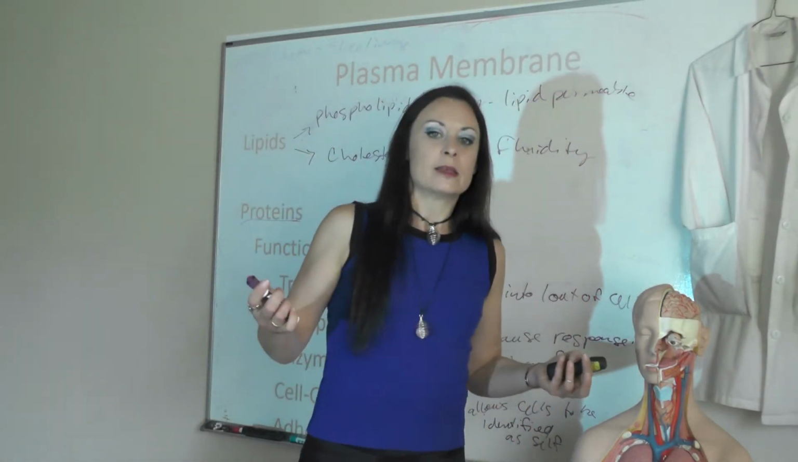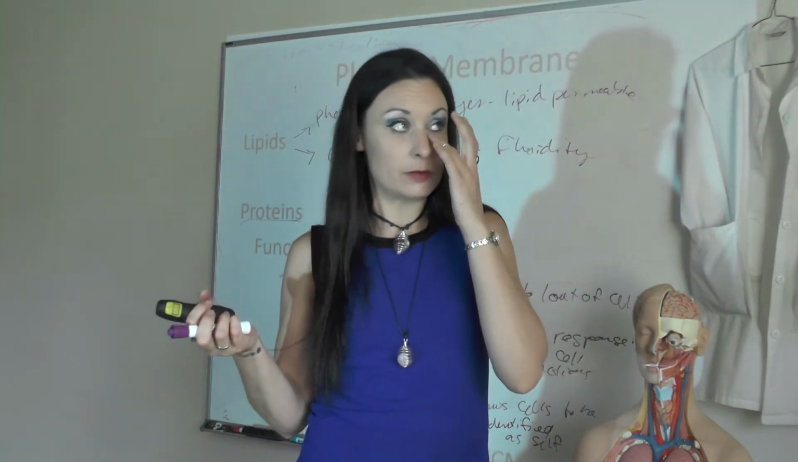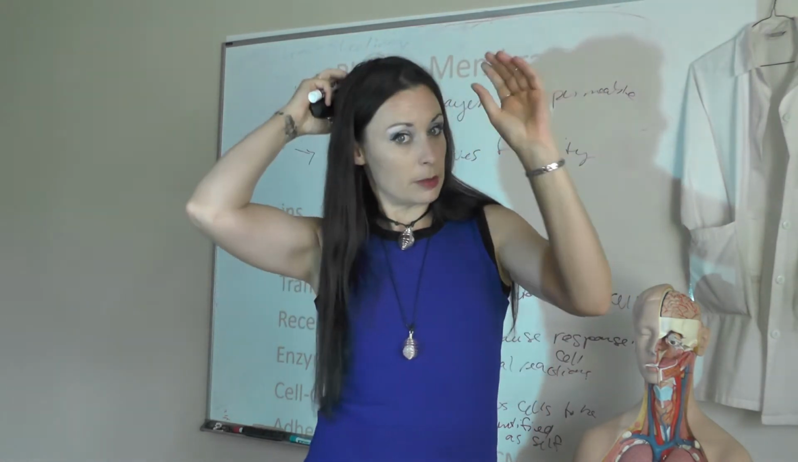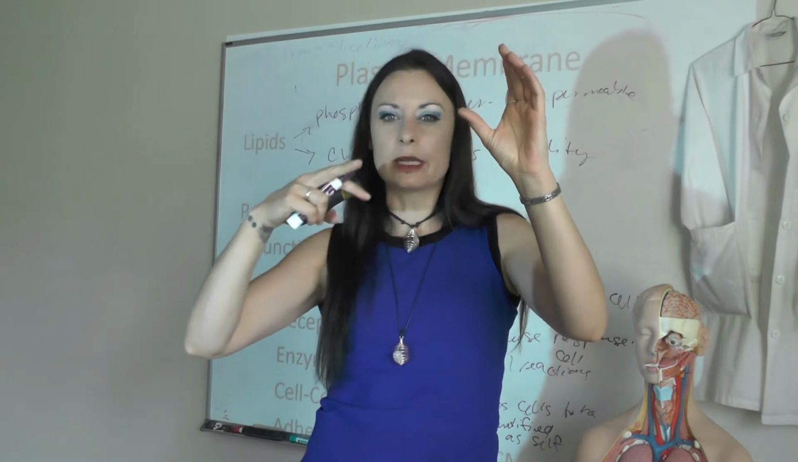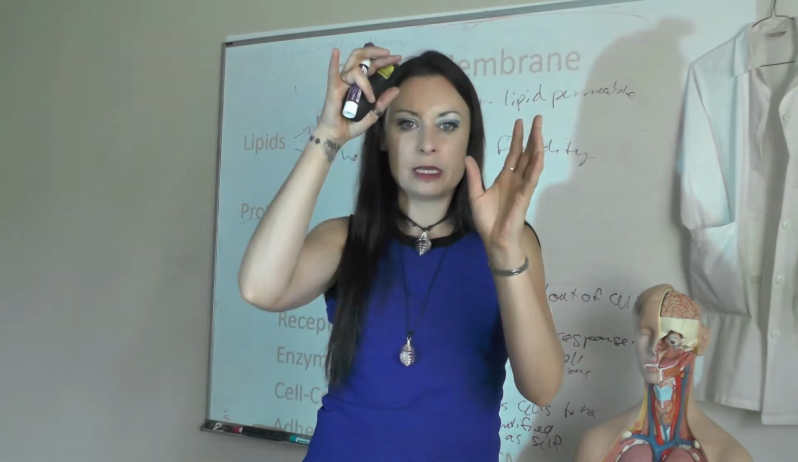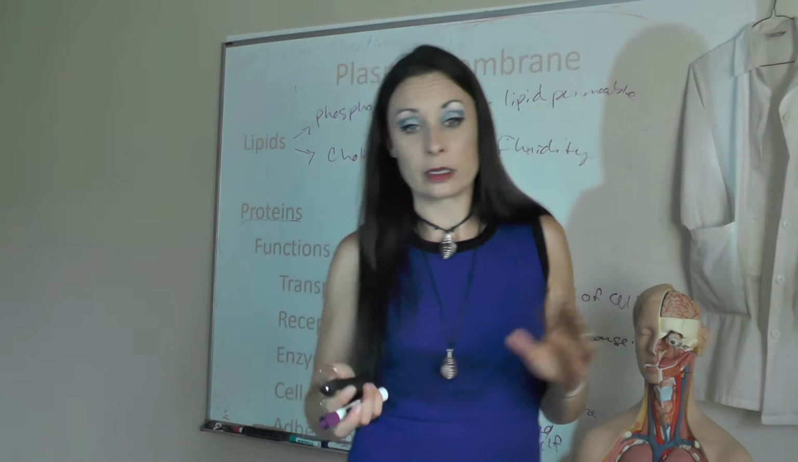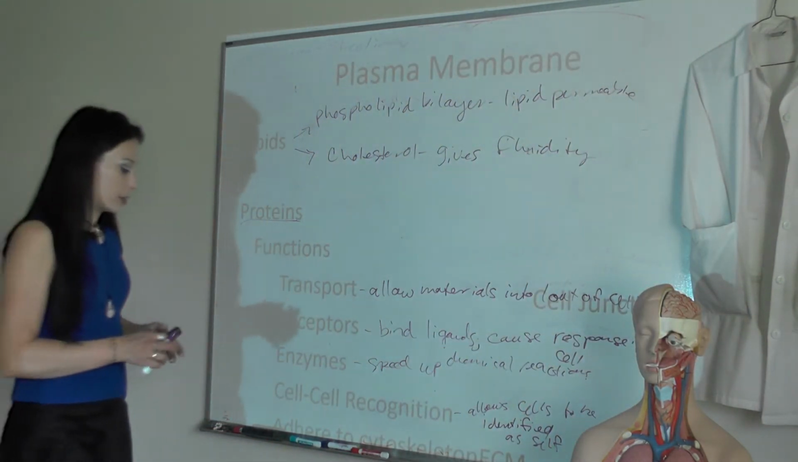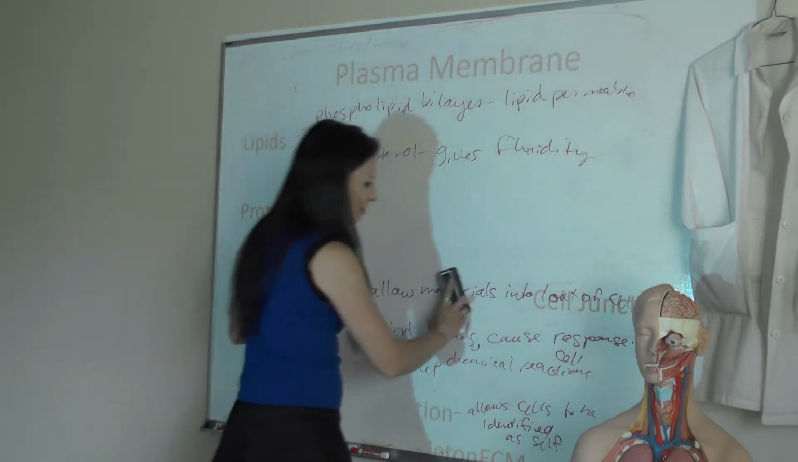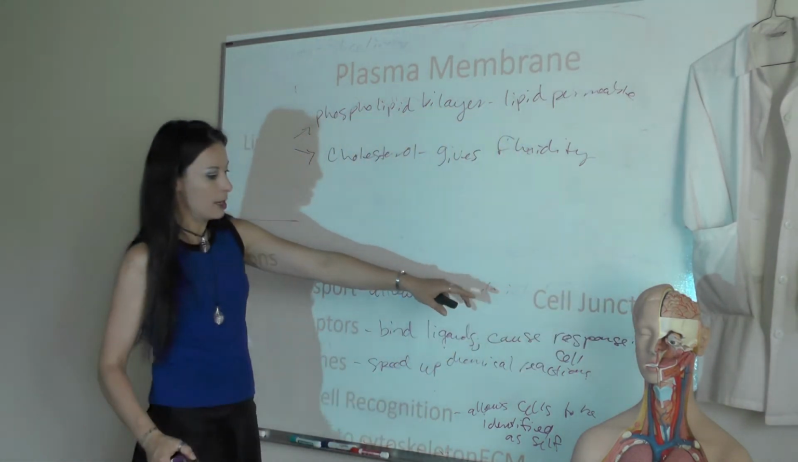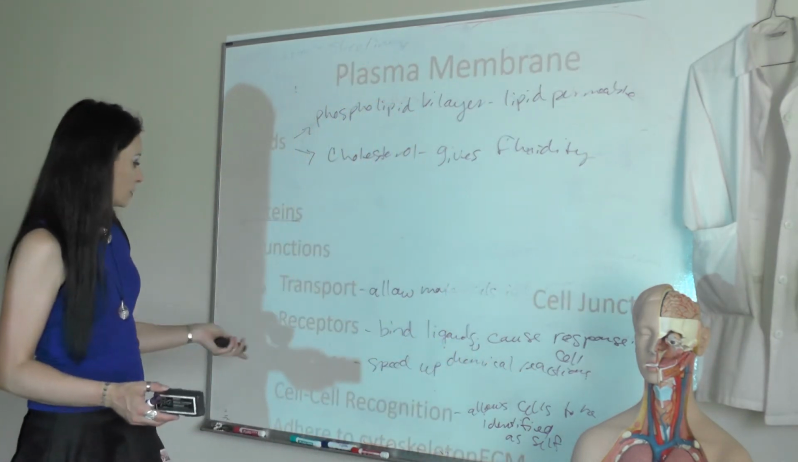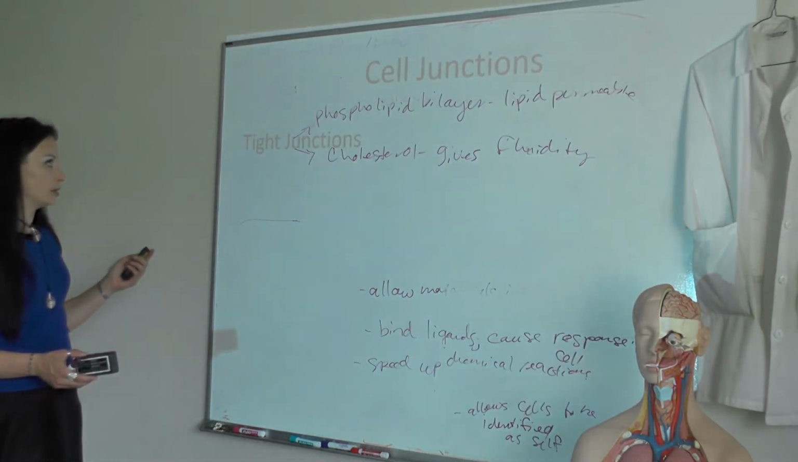What does that mean? The cytoskeleton is all those proteins inside the cell that give the cell itself structure. And if you have some proteins in the plasma membrane anchored to those cytoskeletal elements, then it helps to give the cell some of its structure and support. So you can also find proteins doing that in the plasma membrane. What I'm really going to spend a lot of time talking about right now, as far as proteins go, are cell junctions.